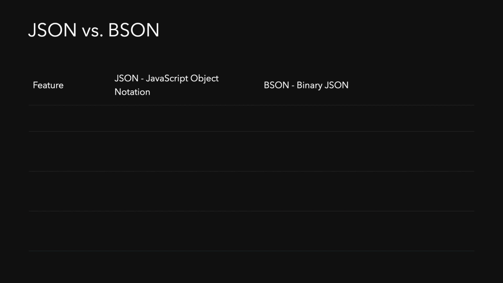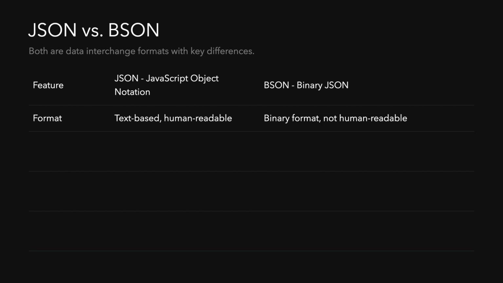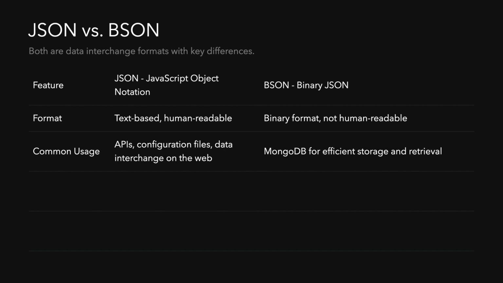JSON versus BSON: both are data interchange formats with key differences. First of all, JSON. What is JSON? JavaScript Object Notation. BSON is binary JSON. What about the features? JSON is very easy to read for humans, and it's text based. BSON is a binary format, and it's not human readable. Where are we using JSON? We are using it in APIs and configuration files. I prefer YAMLs, of course, and it's of course data interchange on the web.